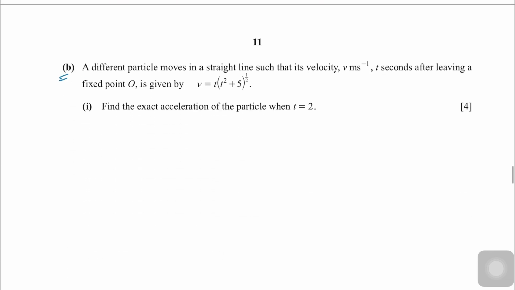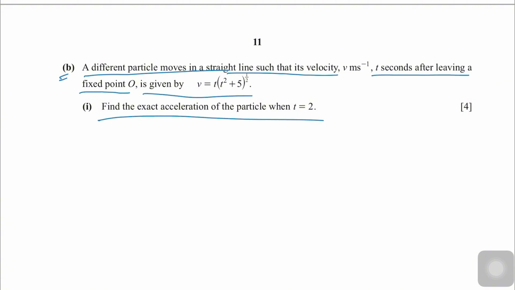We have our part B as a different particle moves in a straight line such that its velocity v meters per second, t seconds after leaving a fixed point O, is given as this. Find the exact acceleration of the particle when t is equal to 2. Now for the acceleration we need to differentiate our velocity.